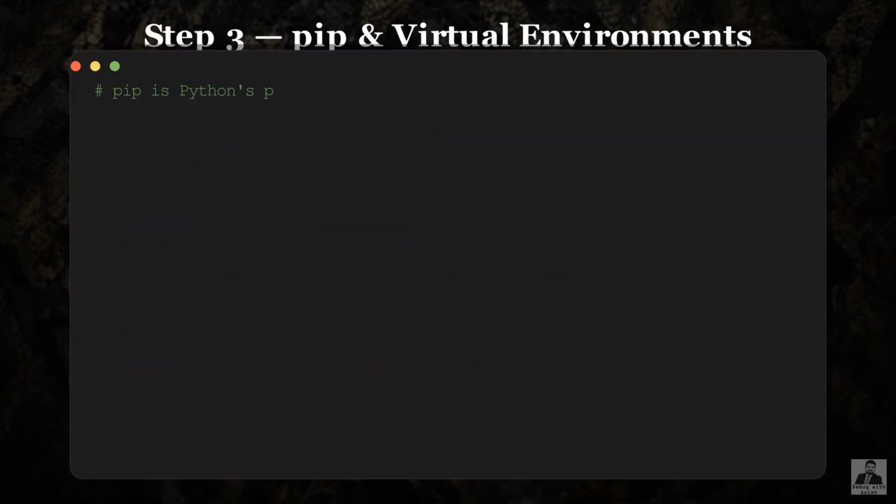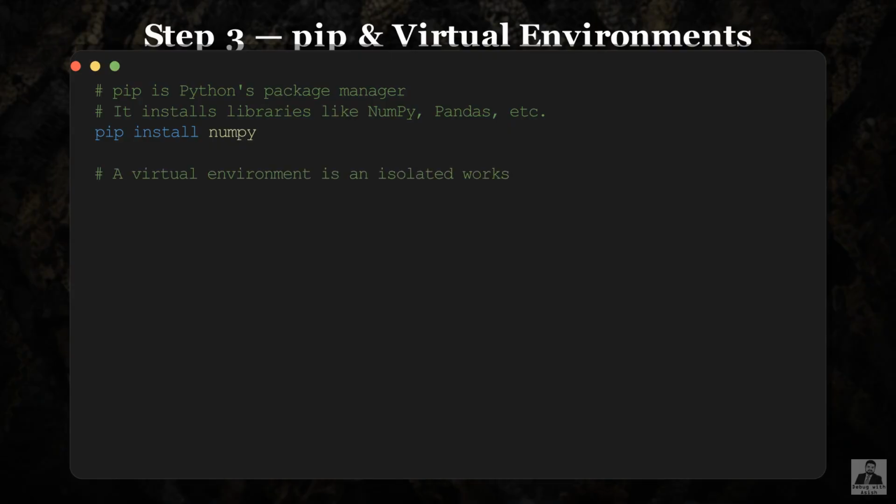Python comes with a package manager called pip. You use pip to install external libraries like NumPy for math or Pandas for data. Here is something important that most tutorials skip. Always use a virtual environment. A virtual environment is an isolated folder that holds all the dependencies for one specific project. This means different projects can use different library versions without conflicting with each other.